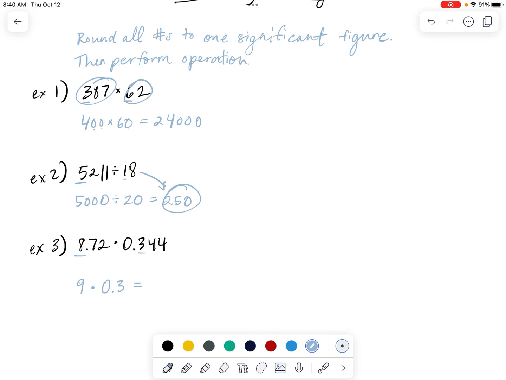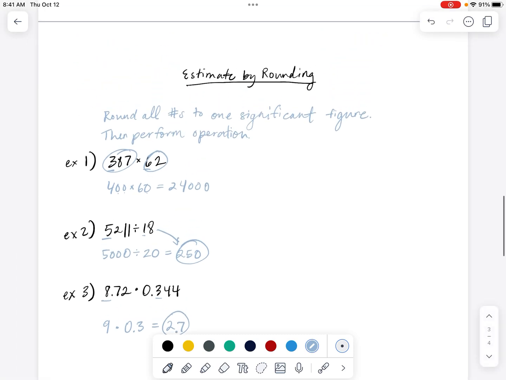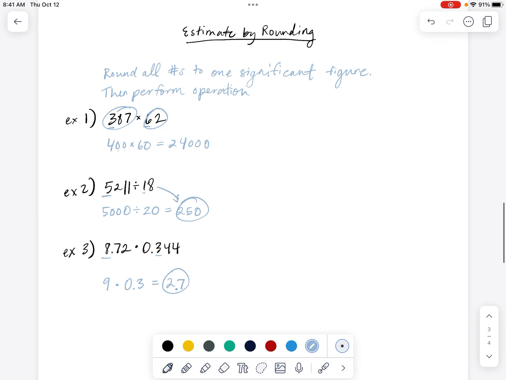Here we can just multiply 9 times 3, which is 27. And there's 1 decimal place among both of those, so you have 1 decimal place in our answer. Again, 2.7 isn't our exact answer, it's just an estimate. And it helps us to either estimate cost or distance or whatever, or get a general idea that our answers are in the right vicinity. And that's estimating by rounding.